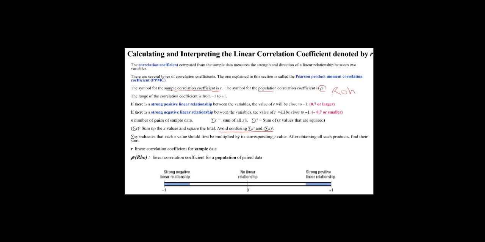Summation of xy indicates that each x value should first be multiplied by its corresponding y value, and then you add them up. R is the linear correlation coefficient for sample data. Rho is the linear correlation coefficient for a population of paired data. So, given any collection of sample paired quantitative data, and that's the key, it has to be quantitative, we can come up with the linear correlation coefficient R.